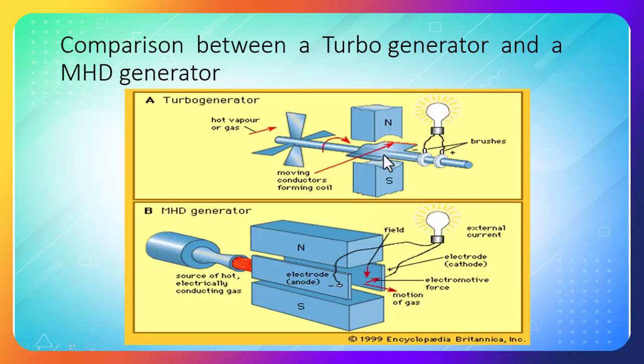Whenever magnetic lines of force are cut by a coil, an EMF is induced, where you use a brush and try to tap it from this rotating part. This is a normal turbo generator.